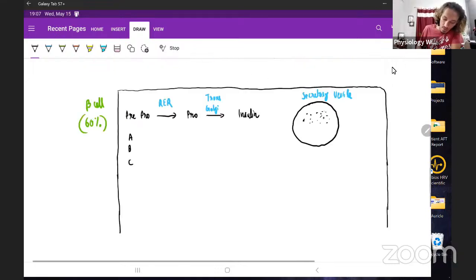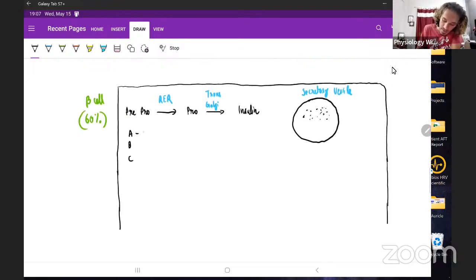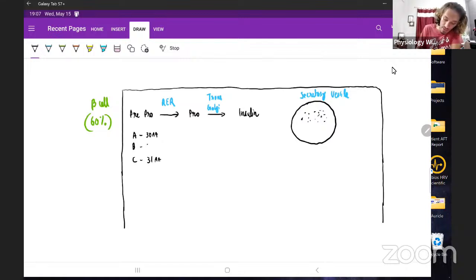The A chain is around 30 amino acids. The C component is around 31 amino acids. The B component is around 21 amino acids. In the pre-form, there is another small area of 25 amino acids, which is first cut off. And then your pro-form is what you see like this. And finally, this C peptide is cut away and you get your insulin.